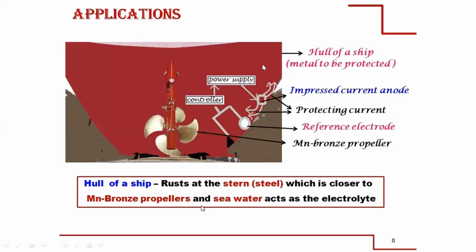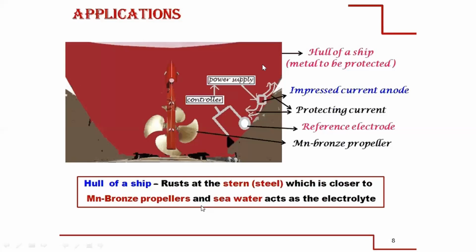When the current is supplied to the steel, it accepts electrons, a reduction reaction takes place, it acts as a cathode and it remains unaffected. So it is prevented from corrosion. The steel, or the body of the ship, is prevented from corrosion by applying a protecting current. This is the real-time, practical application of the impressed current method.